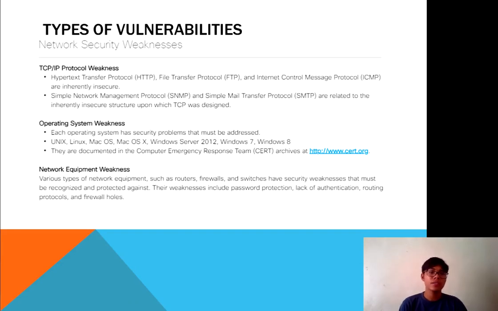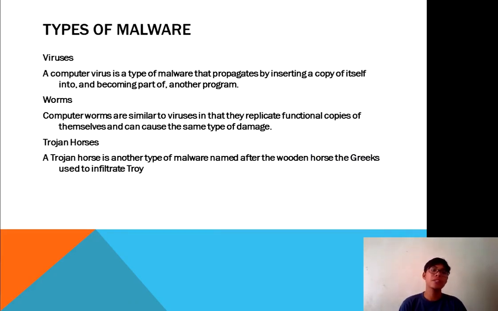Types of malware. Viruses. A computer virus is a type of malware that propagates by inserting a copy of itself into, and becoming part of, another program. Worms. Computer worms are similar to viruses in that they replicate functional copies of themselves and can cause the same type of damage. Trojan horses. A Trojan horse is another type of malware, named after the wooden horse the Greeks used to infiltrate Troy.